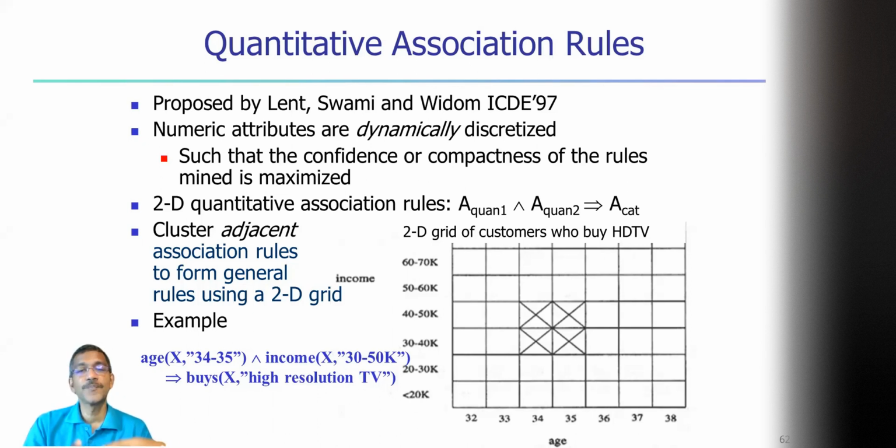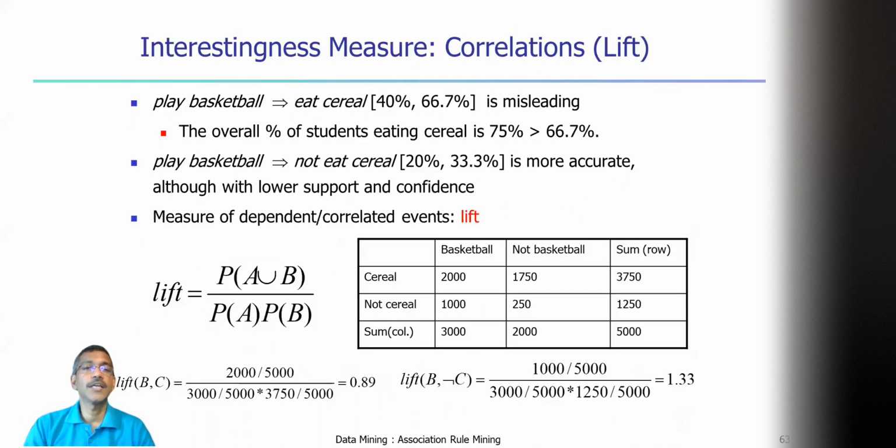So what we could say is we can come up with one rule to say that age between 34 and 35 with an income level between 30 and 50K would buy a computer. Just one rule from 4, right? That is something that we need to keep in mind when we do quantitative association rules. That's what I want to highlight.